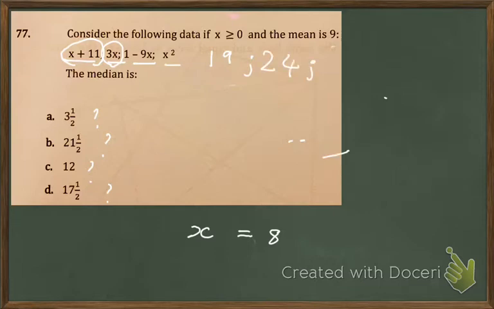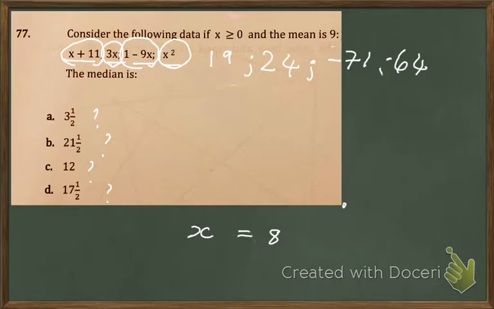And then the next one is 1 minus 9x. 1 minus 9 times 8 is 1 minus 72, which is minus 71. That's the next data element, minus 71. And then the last one is x squared, which is 8 squared, and that is 64.